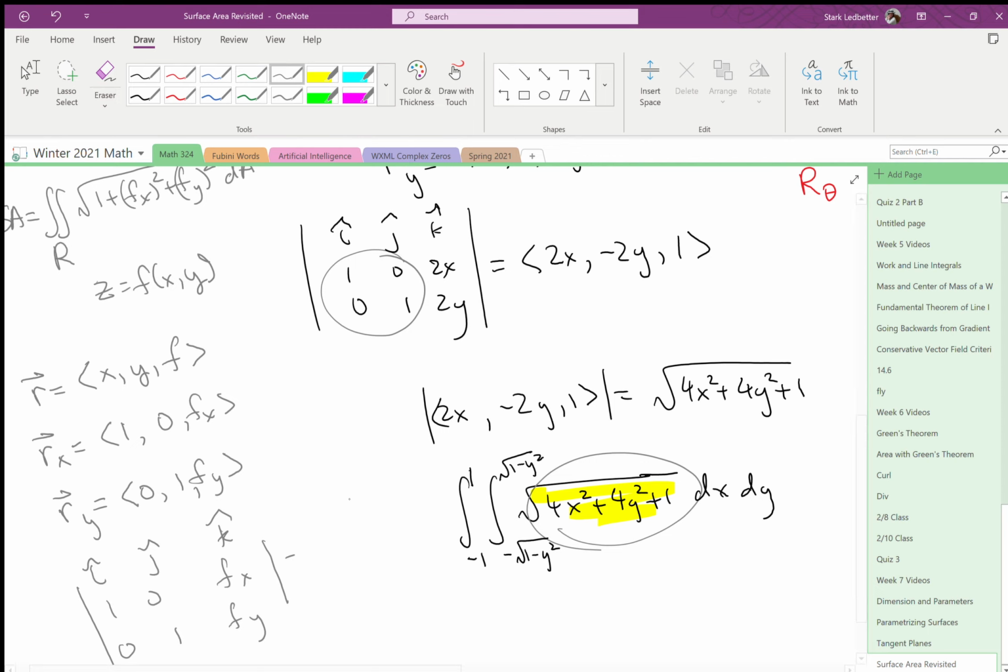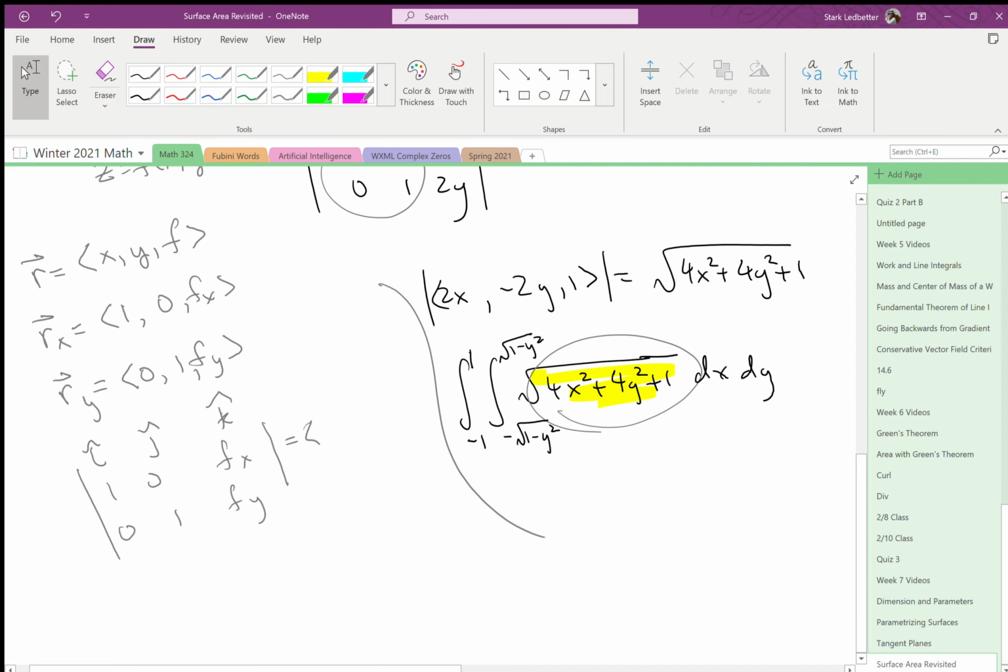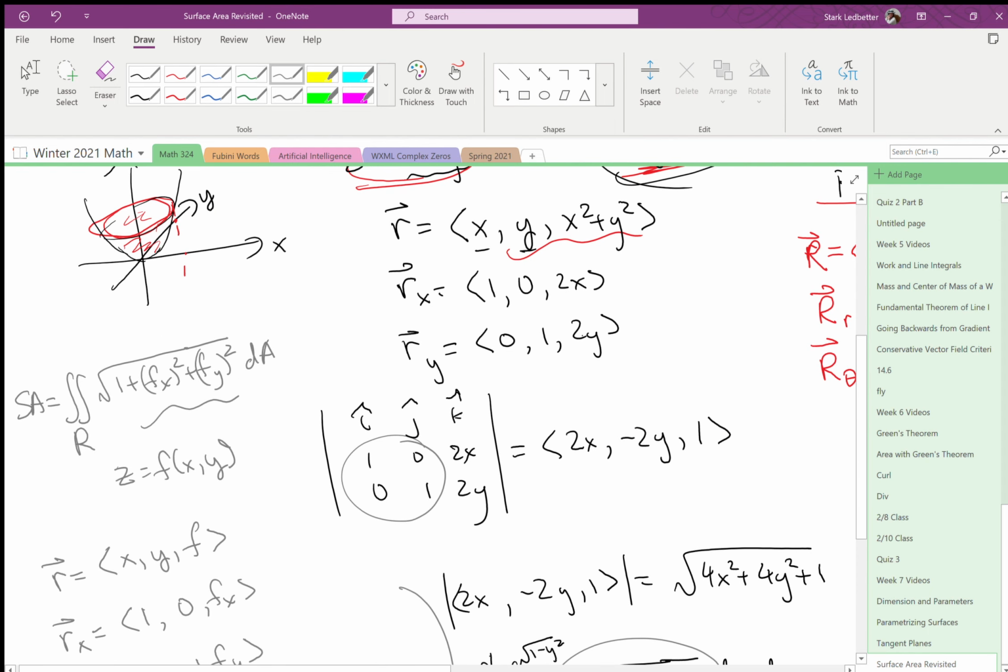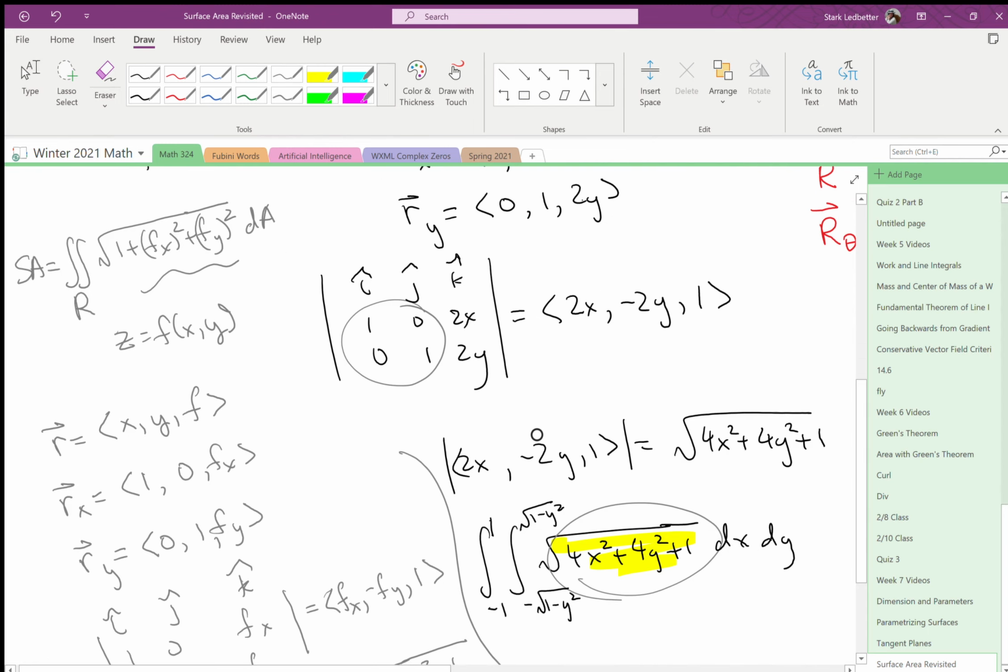Let's actually calculate the cross product. That will be negative fx, comma, negative fy, comma, 1. And so then the magnitude of the cross product will be the root of fx squared plus fy squared plus 1, which was exactly the formula for the surface area. So that's good that this agrees with the previous thing that I told you was correct.